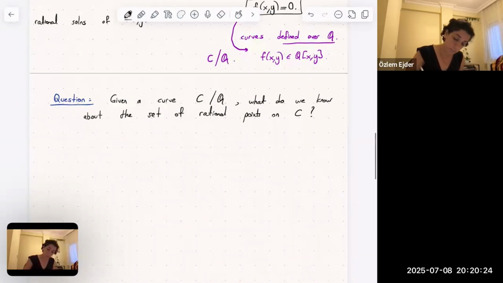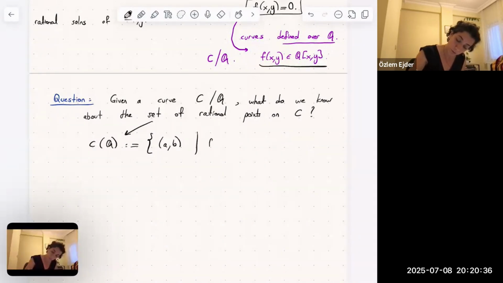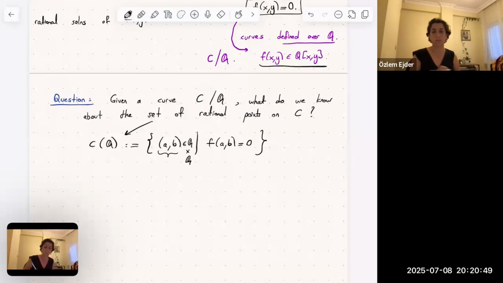Okay, so in general, we write this set as C of Q. And this just means that I'm looking at the points A, B, such that if C is defined by such a polynomial, I'm looking at f of A, B equals 0. And I want this A and B to be defined over Q. So this is Q cross Q. So A and B are both in Q.